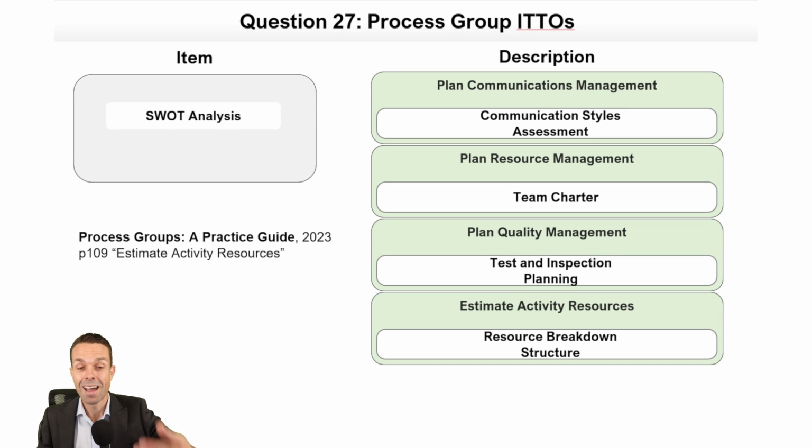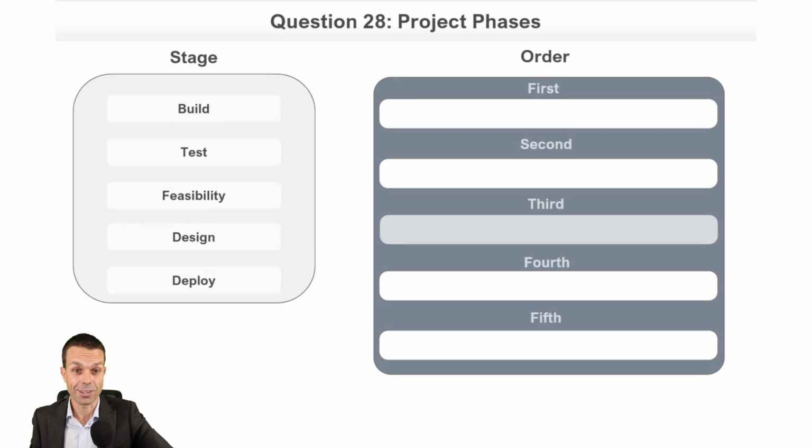Okay, thank goodness. That was a little bit tricky, and we've got that in the Process Groups Practice Guide under all of the inputs, tools and techniques and outputs under the process groups there. From 2023, page 109 is the activity resources or estimating activity resources ones, but you can easily search for the others as well. All right, very, very handy to know.